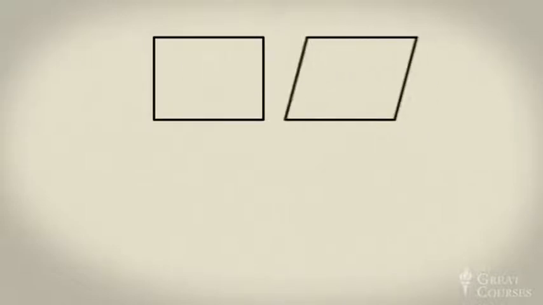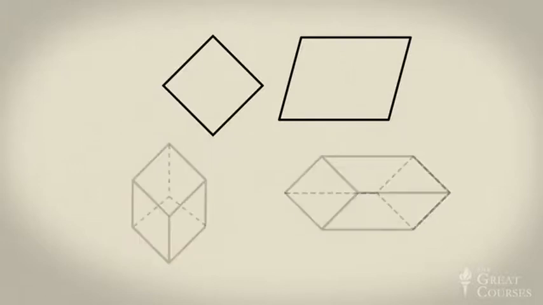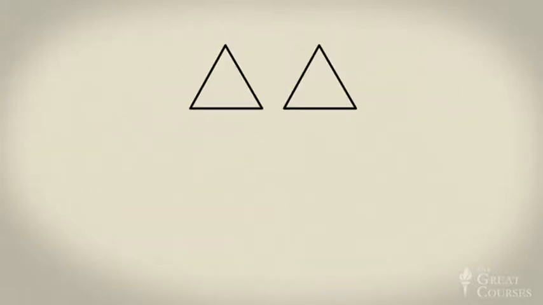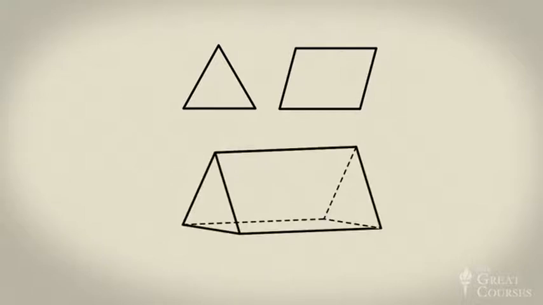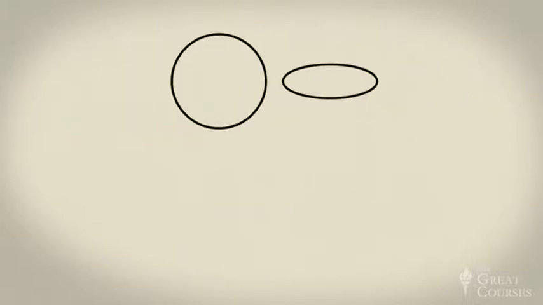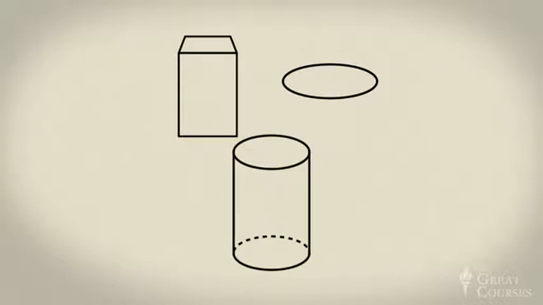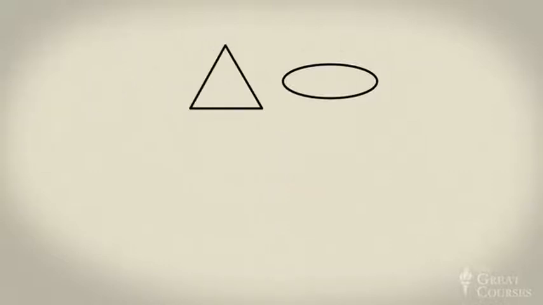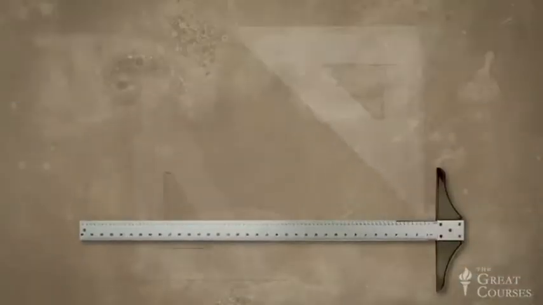A rectangle mates with a parallelogram to produce a block. A diamond with a parallelogram, another. Triangles mate to produce three-sided pyramids, while others mate with a parallelogram to produce a four-sided one. Another such mating produces a prism. A circle mates with an ellipse to produce a sphere. A block with an ellipse to produce a cylinder. And a triangle with an ellipse to create a cone. And the basic family's complete.